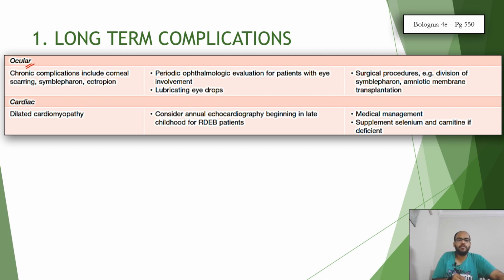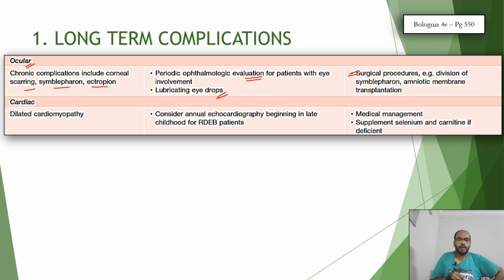Ocular complication in the form of corneal scarring, symblepharon, ectropion can happen. You have to give lubricating eye drops to all patients of EB and periodically evaluate eye for any kind of problems. Surgical procedures can be considered if the lid has fibrosed because of intense scarring. So that has to be corrected surgically. Amniotic membrane transplantation have been used to manage corneal ulcerations or erosions.